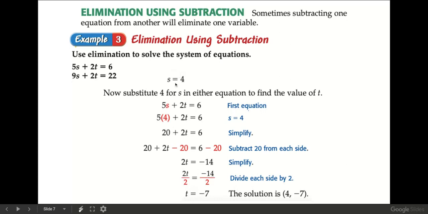So I have my s value and I have my t value. Remember, this is a coordinate. So typically it's x and y, but here it's going to be s and t. Remember, it's always just in alphabetical order. So here I know the solution is (4, -7).